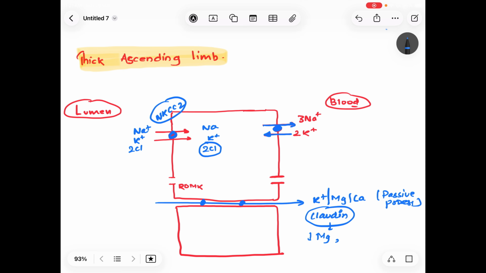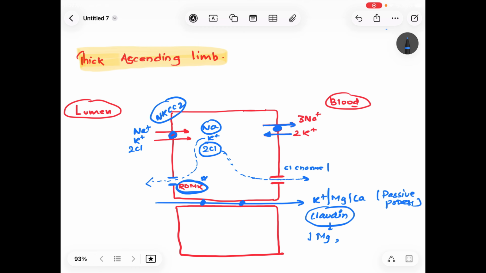To further maintain the electrochemical gradient inside the cell, this potassium passively diffuses out of the cell through a channel protein. The name of this potassium channel is ROMK. Important, this ROMK. And this chloride also moves out of the cell through a chloride channel.